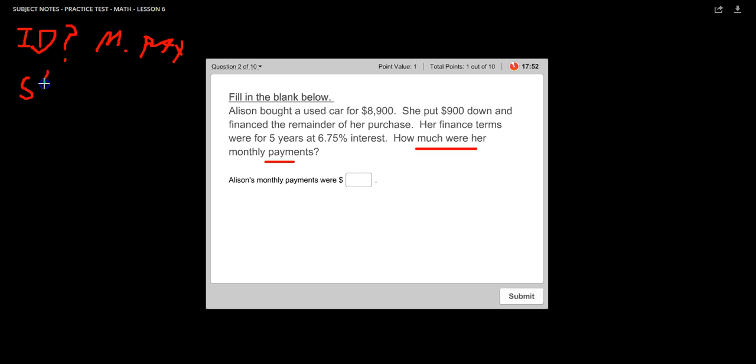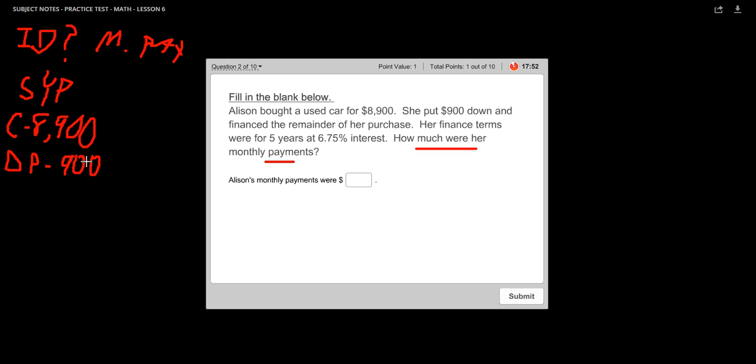And the second thing we want to do is state your path with the information we've been given. How do we get back to the question? So we know that the car was $8,900, so we'll put C for car. We know the down payment was $900, so we'll put DP for the down payment.